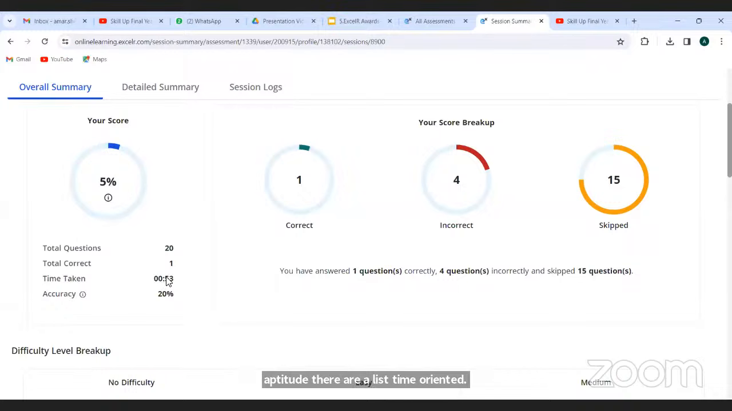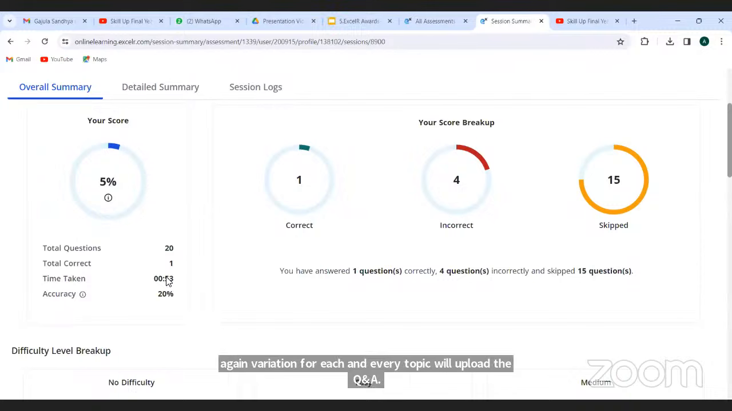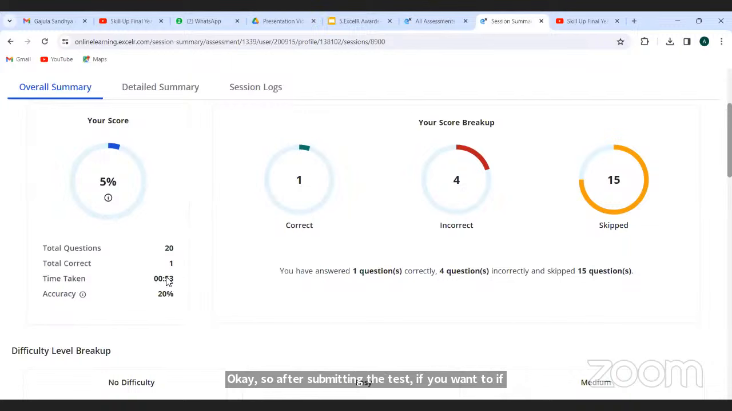So how much time do I need to solve the 20 questions on ratio and proportion, again variation? For each and every topic, we'll upload the Q&A. After submitting the test, if you're feeling that, hey, I already studied a lot, I'm going through each and every question every day, but still something is missing, we have a detailed summary.